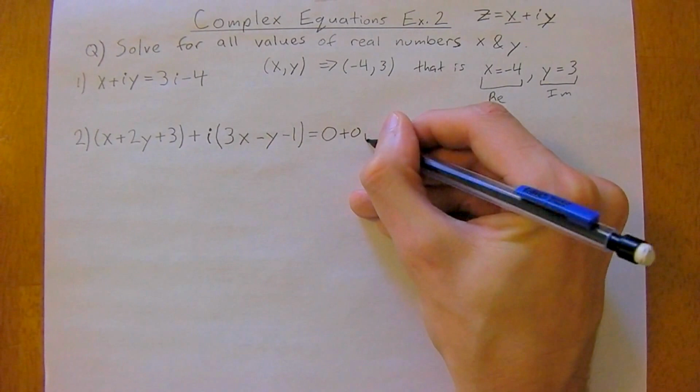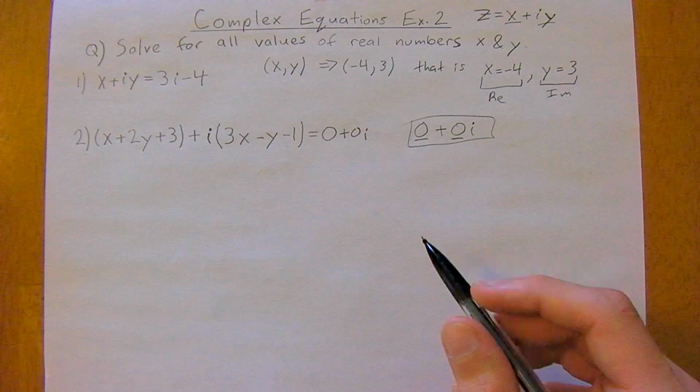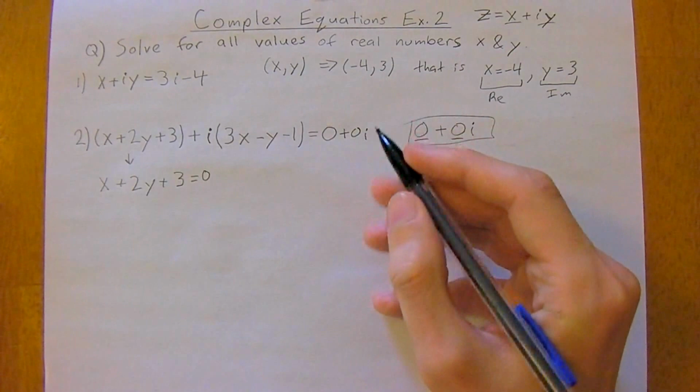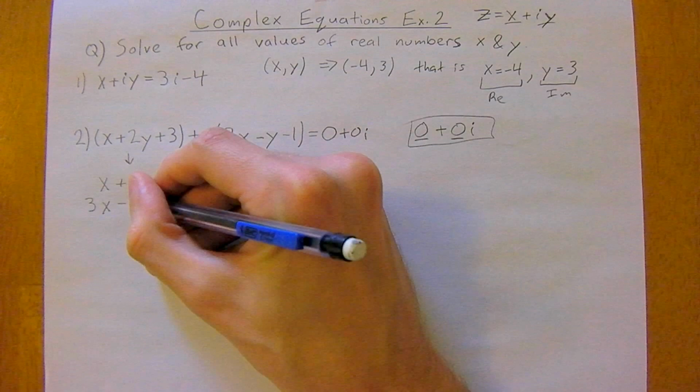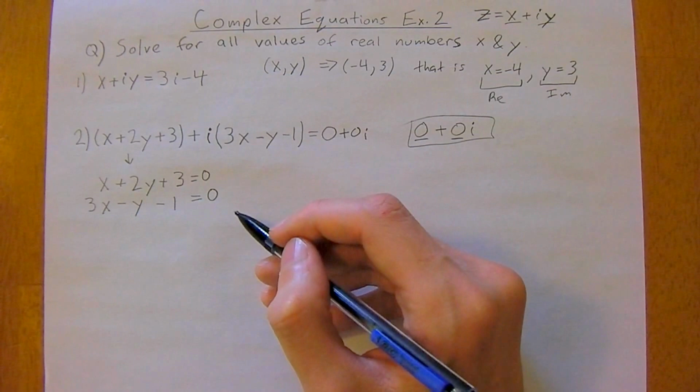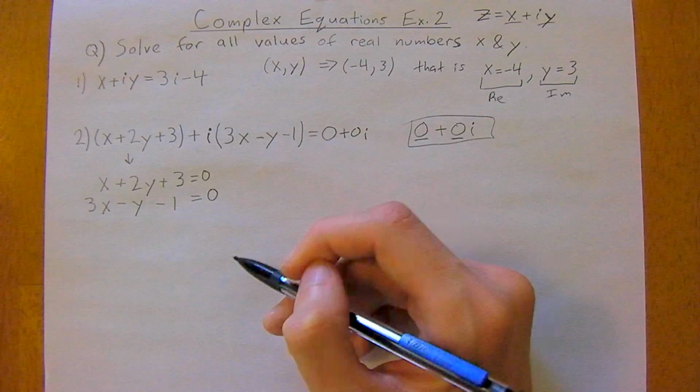And so if we continue this, we see that working with the real part, x plus 2y plus 3 equals 0, and 3x minus y minus 1 equals 0. So to find x and y, we solve these equations simultaneously, and we multiply the second equation by 2, and then add the equations together. So I'm going to do that now.